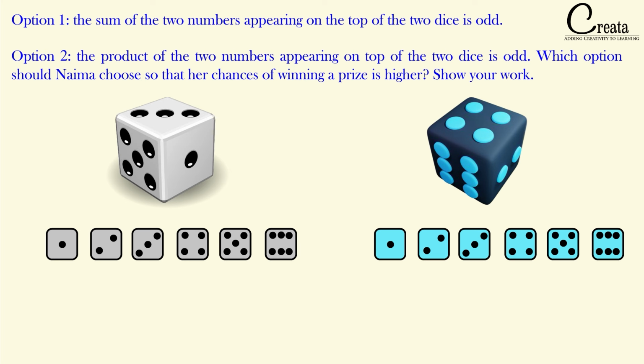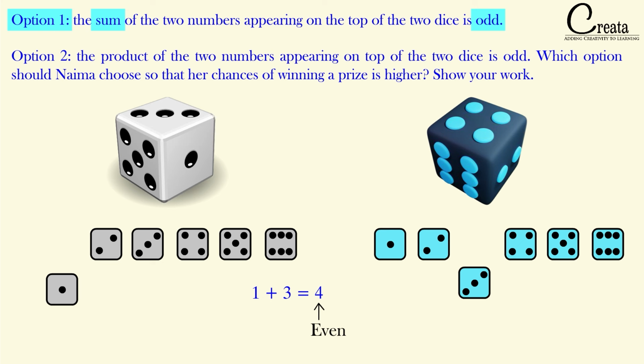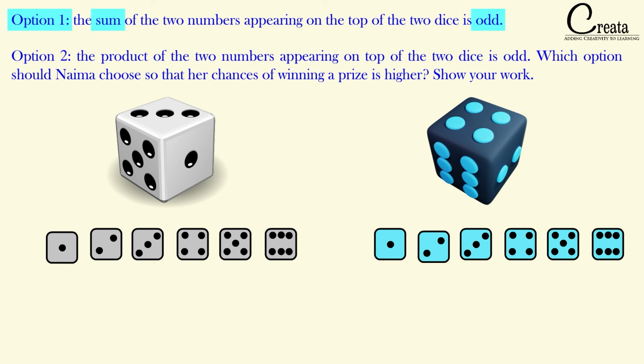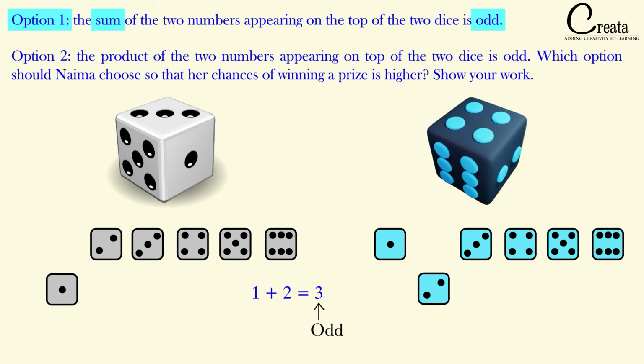Further, it is given she is playing a game in which she will get the prize if some conditions are matched. The conditions are given in two options, option 1 and option 2. In option 1, she will roll the dice and get some numbers on top, and if the sum of the two numbers is odd, she will get the prize. If the sum is even, she will not get the prize. For example, if she gets 1 and 3, the sum is 4, that is even, she will not get the prize. But if she gets 1 in the first die and 2 in the second die, the addition is 3, she will get the prize. Got it? If the addition is odd, she will get the prize. If the addition is even, she will not.